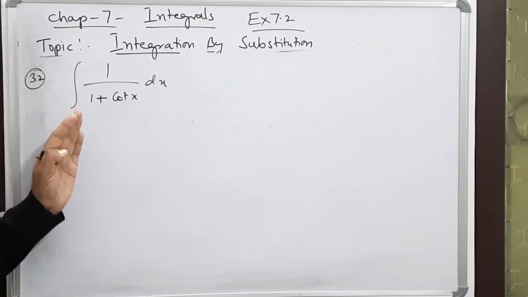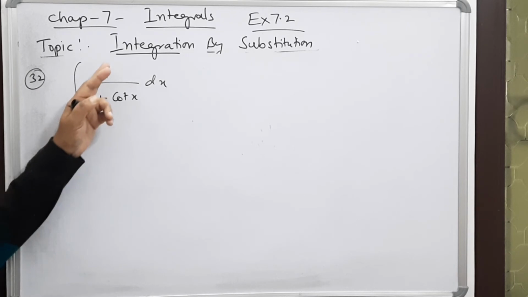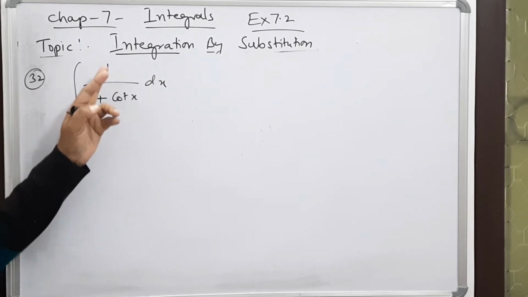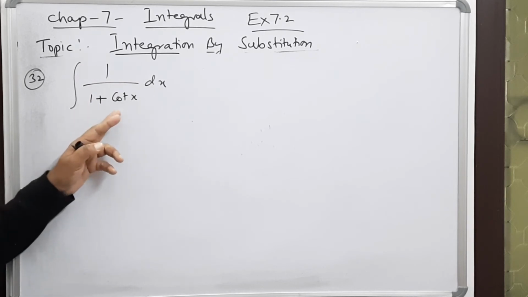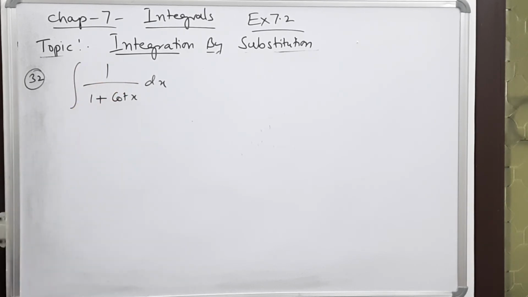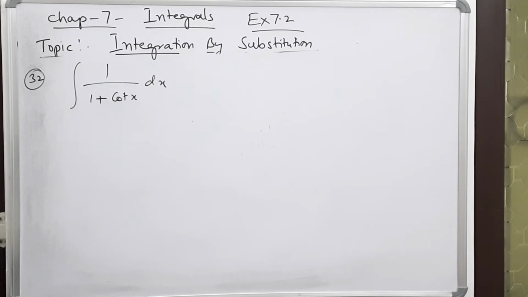Yes, dear student, you see this problem. There can be 4 sums in this category: 1 upon 1 plus cot x, 1 upon 1 plus tan x, 1 upon 1 minus tan x and 1 upon 1 minus cot x. And all these 4 sums have similar methodology. If you observe the answer of this nicely, you will be able to manage the other 3 types.